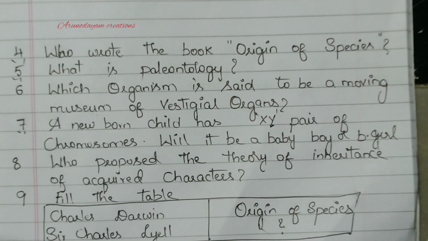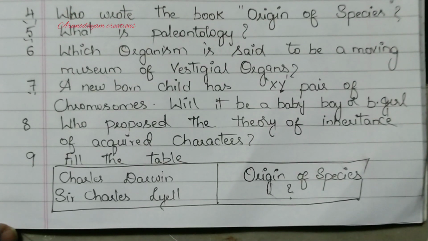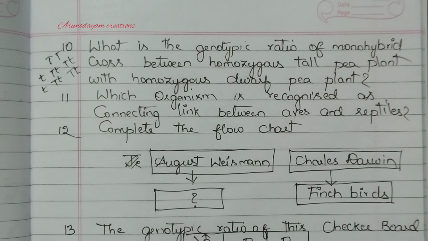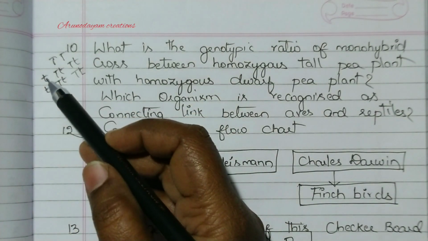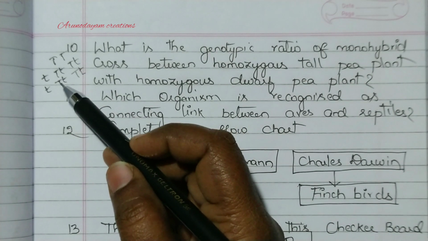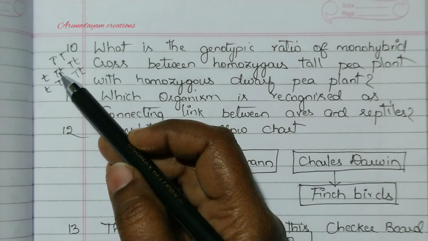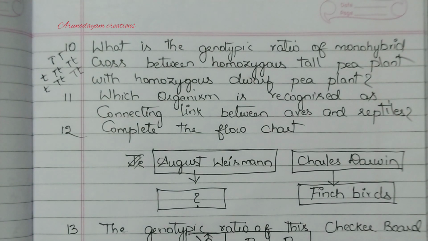Who proposed the theory of inheritance of acquired characters? Jean-Baptiste Lamarck. Next, ninth question. Charles Darwin wrote Origin of Species. Charles Lyell wrote Principles of Geology book. 10th question. Genotypic ratio of homozygous tall pea plant with homozygous dwarf pea plant. After crossing we got all the 4 tall plants with a genotype of heterozygous tall, capital T and small t. So one dominant allele and one recessive allele is present in all of them. So here 100% heterozygous tall plants are produced.